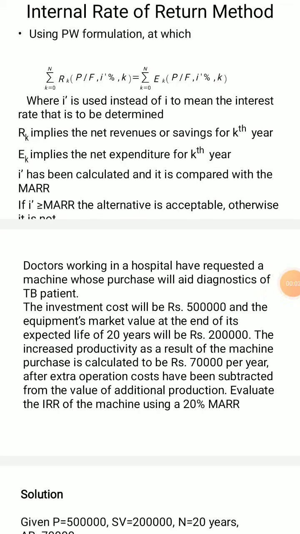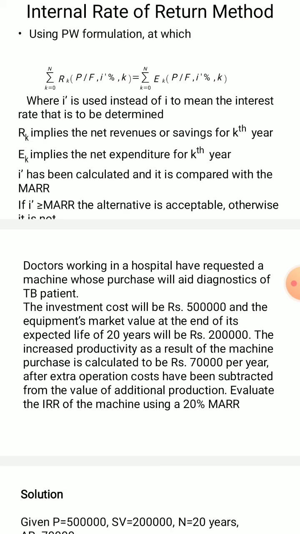Today we discuss the internal rate of return. To give an evaluation of a project, we have different methods. In that project evaluation method, one of the methods is the internal rate of return. In the last video we started discussing the internal rate of return. We can say that it is an interest rate.